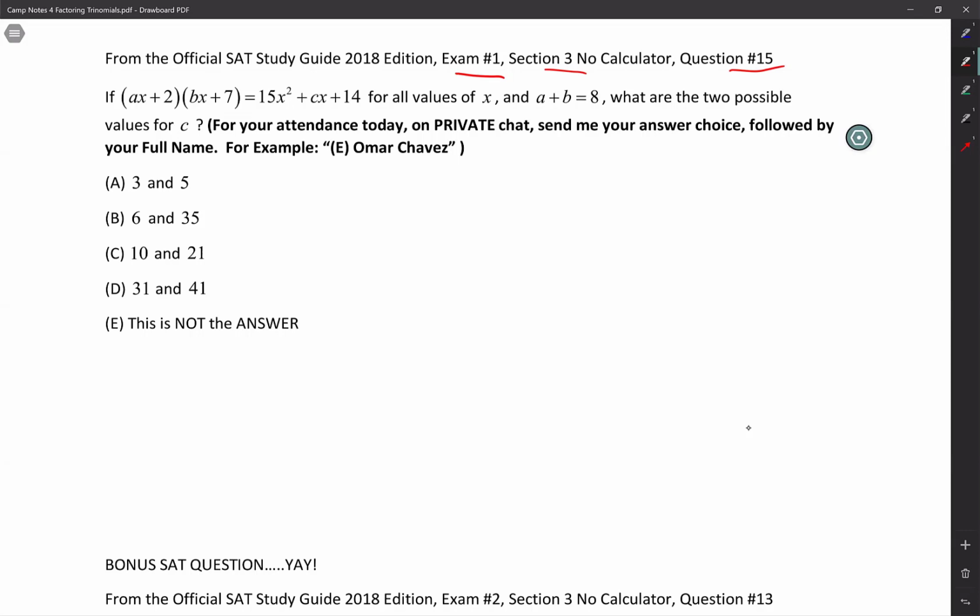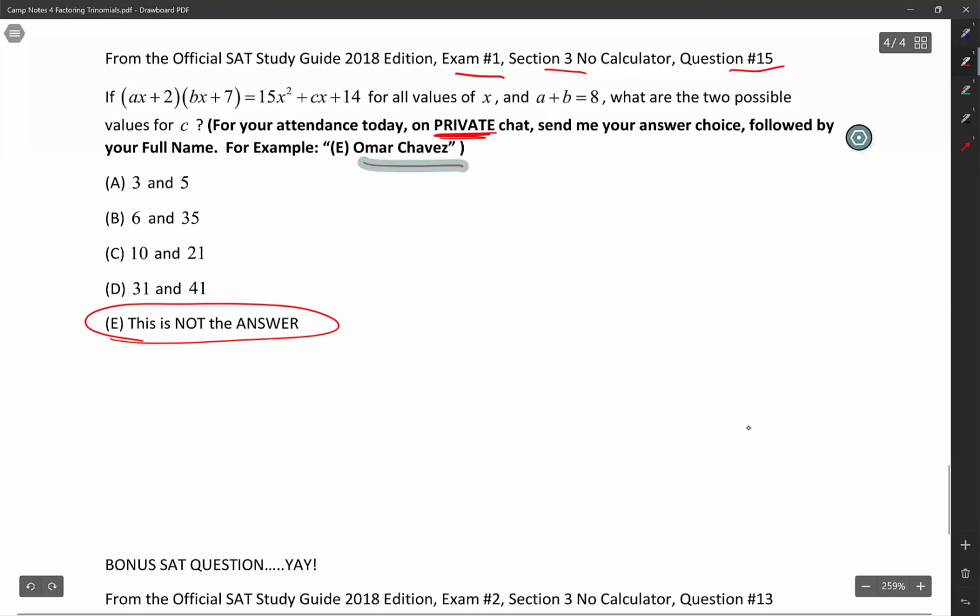So let's see. If ax plus 2 times bx plus 7 equals 15x squared plus cx plus 14 for all values of x, and a plus b equals 8, notice where a and b are at, what are the two possible values for c? And then for your attendance on private chats, make sure it's on private because then everyone sees the answer. Send me your answer choice followed by your full name. For example, if I chose E, I would write E in parentheses and then my name. Some people don't put parentheses, that's fine, like if you're having a hard time, if you're on a phone or something.